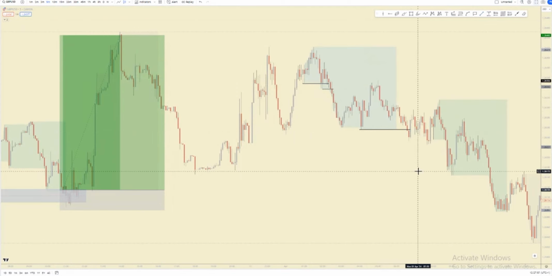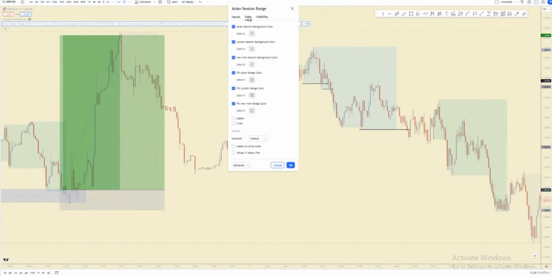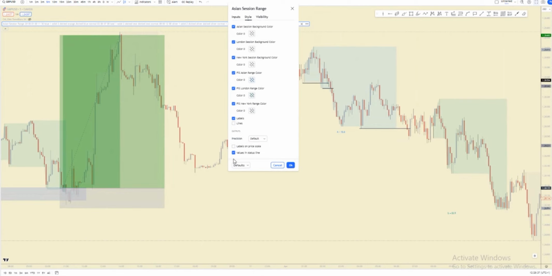So Asia was not consolidating, it was trending. And this was supposed to give us how many pips Asia produced. I don't know why it's not showing. Let me check the settings again. On styles, labels, let's see values, labels and price. When I was back testing with it, it was always showing me. I don't know why now. It's there. Here is 16.6. That doesn't matter.